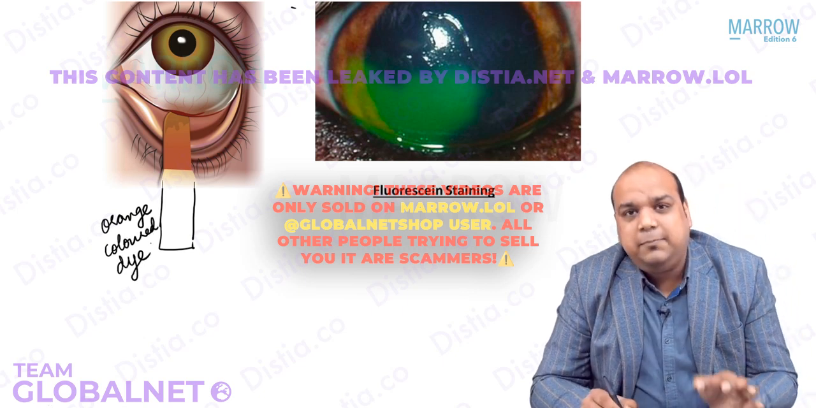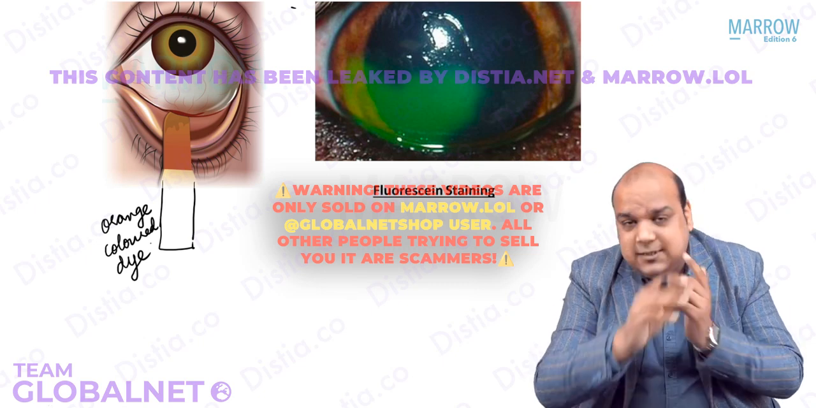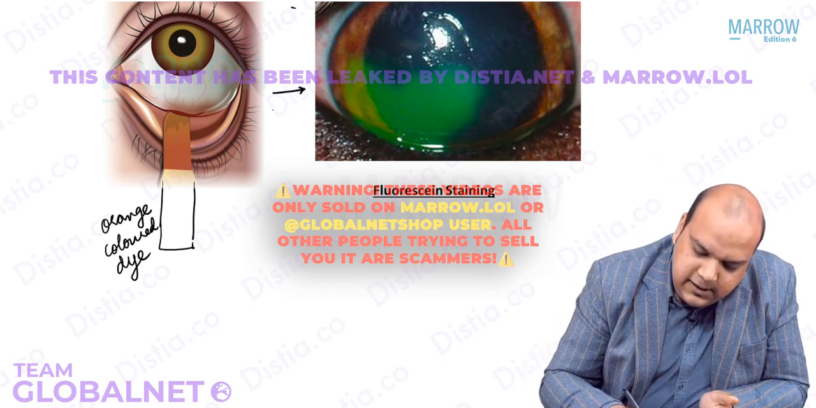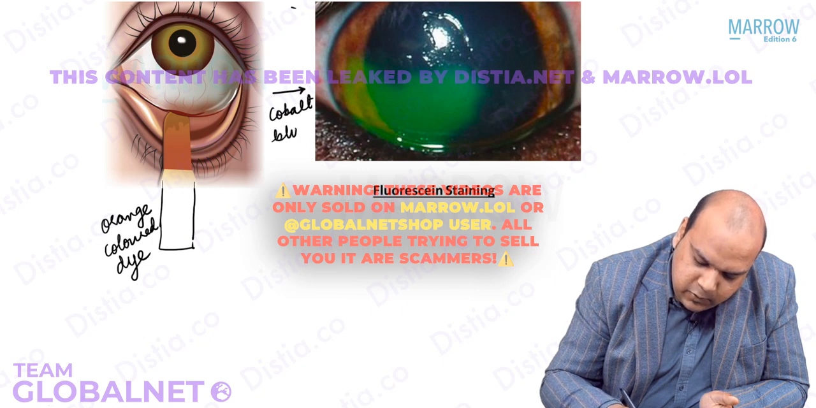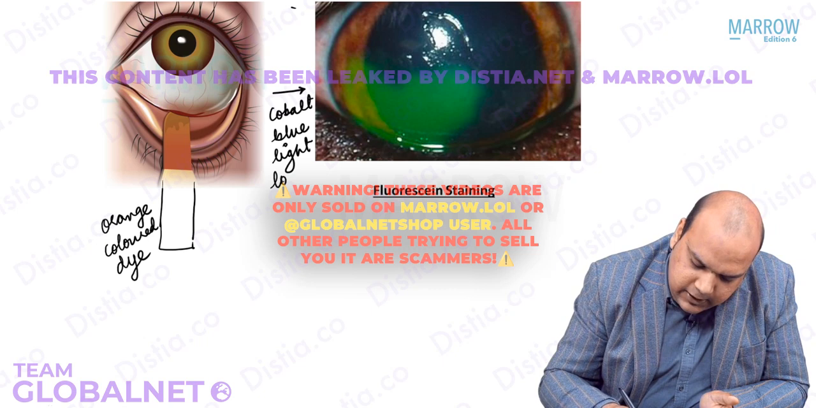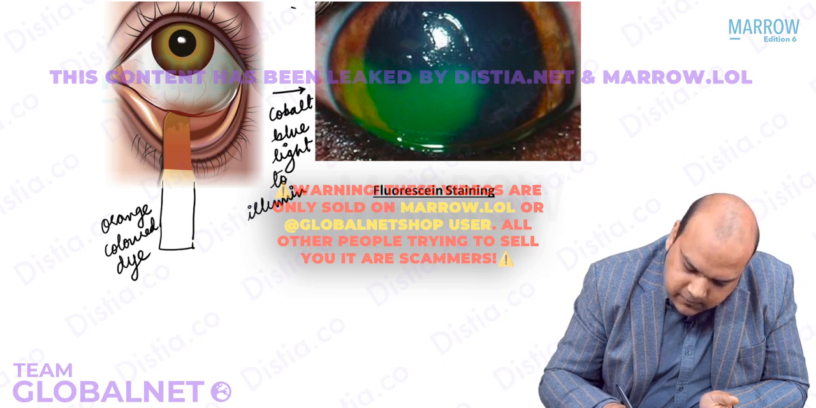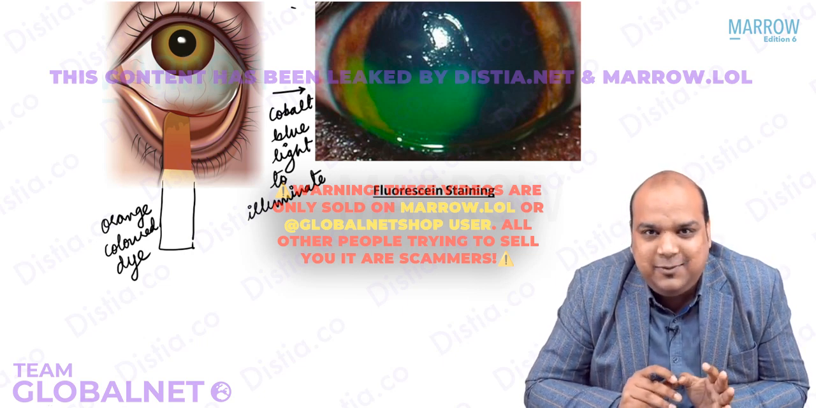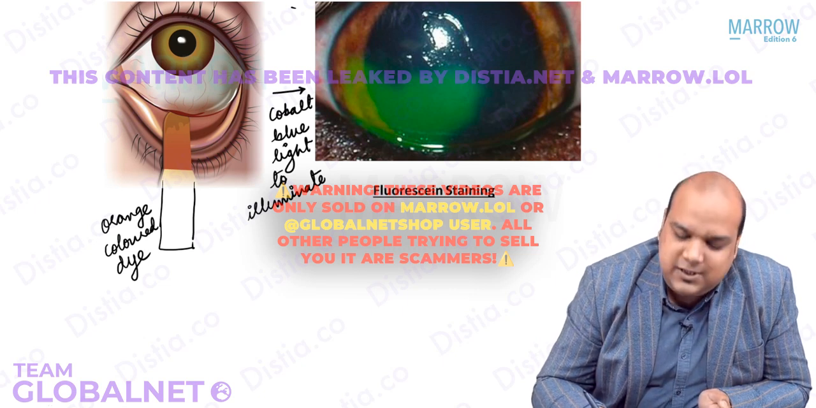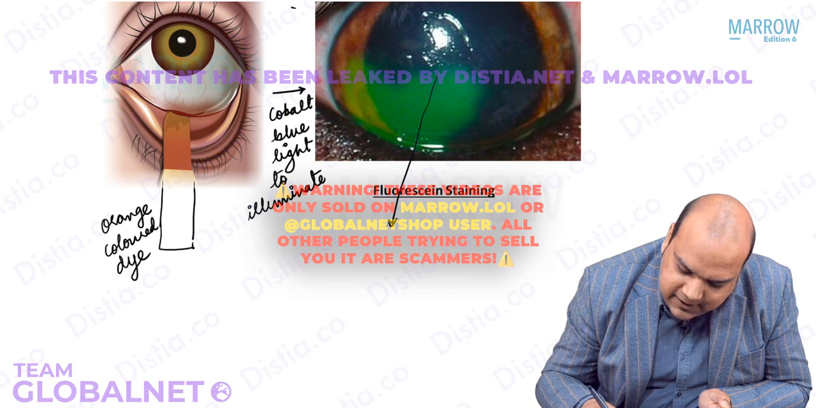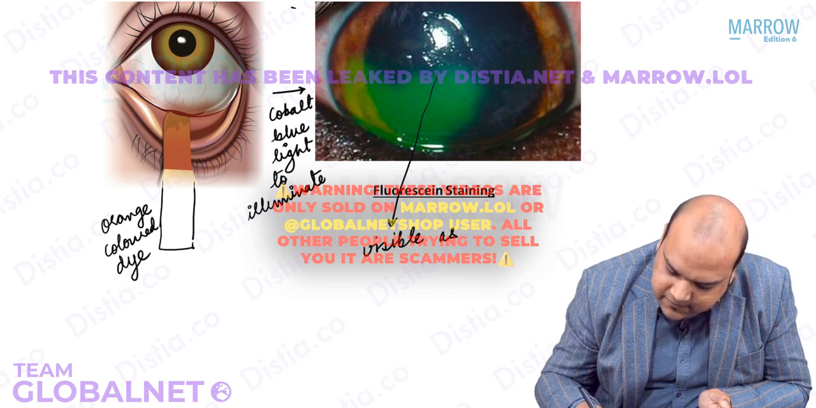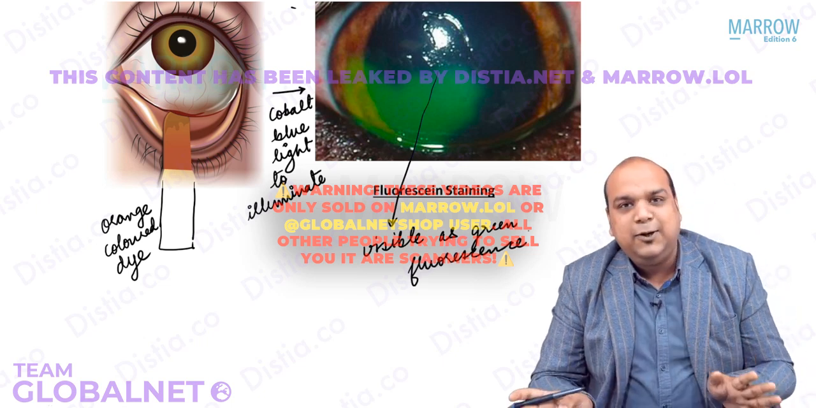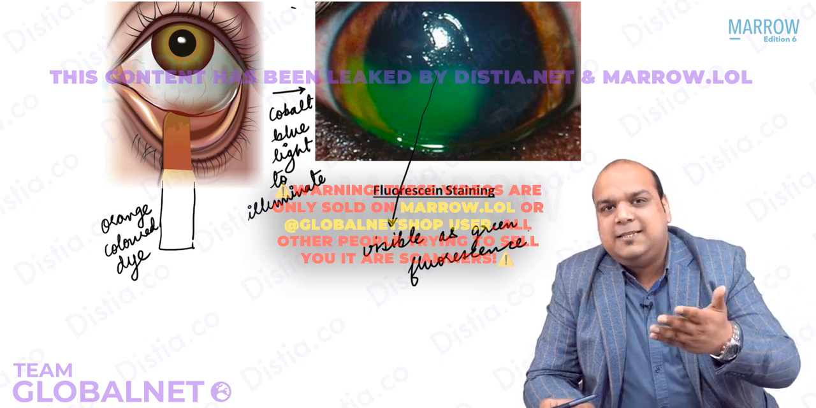Okay? We take a strip, we put it into the lower fornix, we stain the whole cornea or the surface of the eye. Then, if you see, we use cobalt blue light to illuminate. After we have illuminated this by cobalt blue light, everybody, wherever fluorescein dye is able to stain, those areas are visible as green fluorescence. Am I clear to everybody? Orange colored dye, blue light, fluorescing as green color.